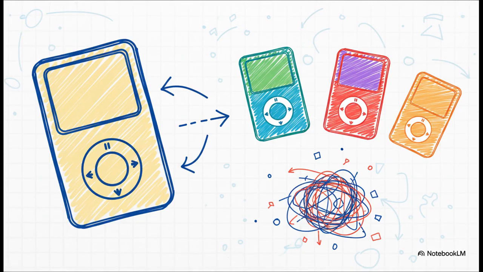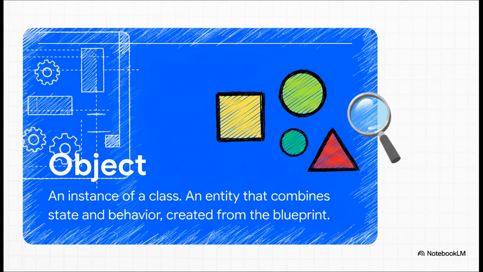Let's use a different analogy. An iPod. A class is like the master blueprint for an iPod. That single design document says that every single iPod will have a state, things like a current song, a volume level, and it'll have a set of behaviors, like the ability to power on or skip a track. Now, the blueprint itself can't play any music, right? But it contains the complete design for something that can. So, what do you call the actual thing you build from that blueprint? Well, that's an object. An object is a real, tangible instance of a class. It's not the plan anymore. It's the actual iPod in your hand, built following that master design.